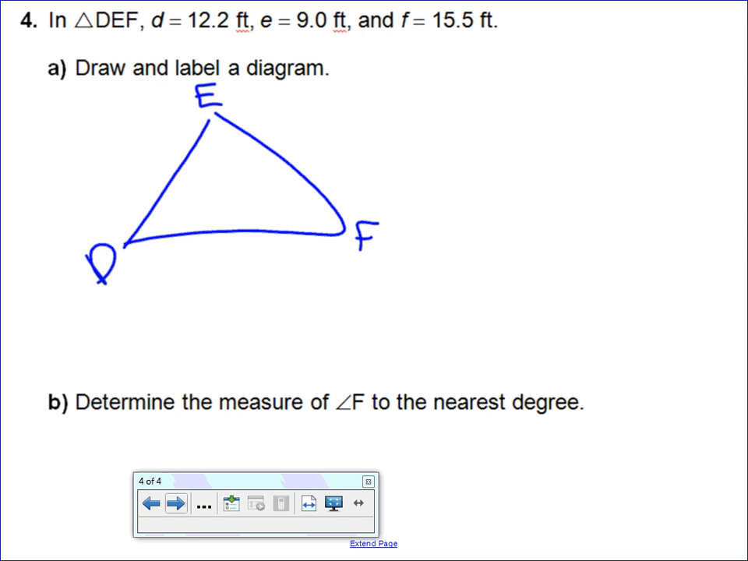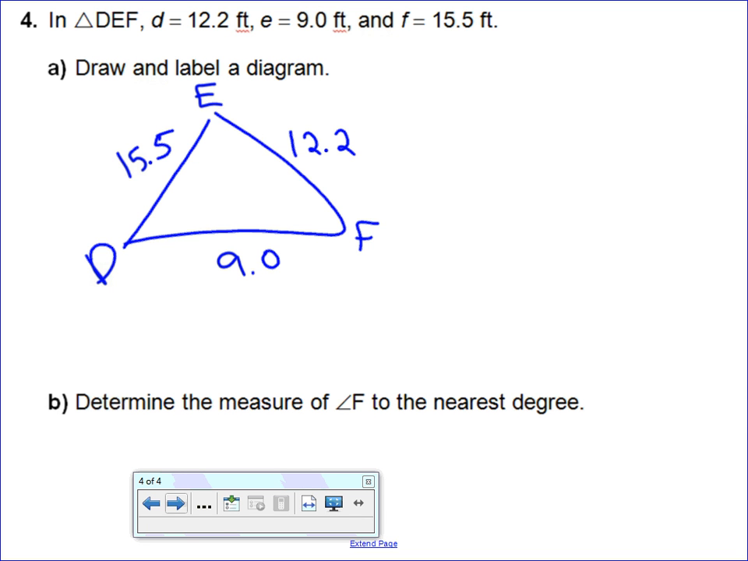Okay, so draw your triangle, label it DEF, and then we're just going to input our side lengths. So D was 12.2, E was 9.0, and F is 15.5. Now I can see right away that my triangle sort of sucks, but you wouldn't need to at this point erase it and redo it, okay? I get the idea, you're fine.